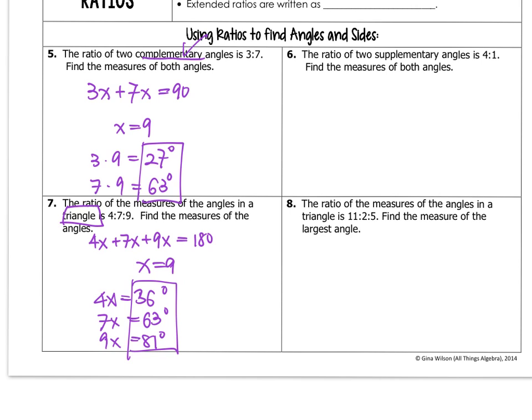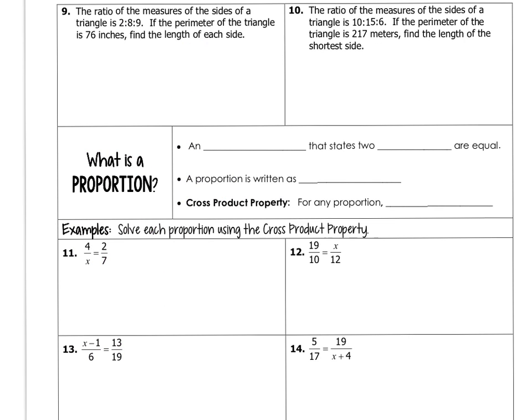Okay, finish 6 and 8 on your own. It's exactly the same thing, pretty much. So now let's look at number 9. The ratio of the measures of the sides of a triangle. So now I'm talking about the sides. It's 2 to 8 to 9. And if the perimeter of it is 76, find the length of each side.